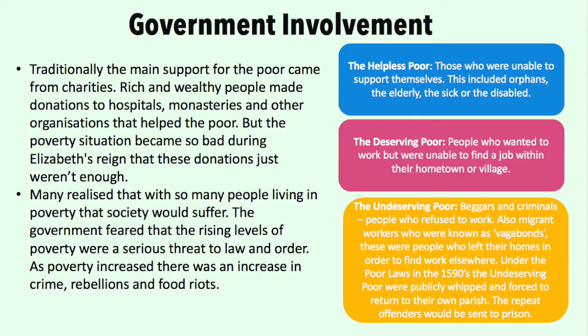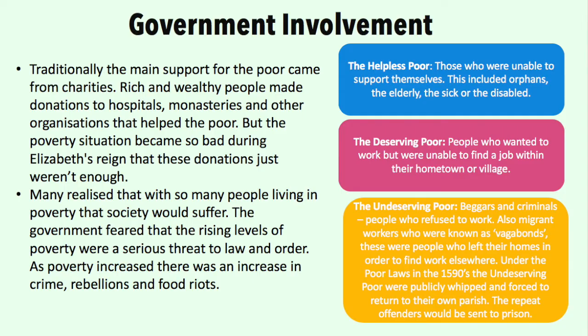Traditionally, the main support for the poor came from charities. Rich and wealthy people made donations to hospitals, monasteries, and other organisations that helped the poor. But the poverty situation became so bad during Elizabeth's reign that these donations just weren't enough. Many realised that with so many people living in poverty, society would suffer. The government feared that the rising levels of poverty were a serious threat to law and order. As poverty increased, there was an increase in crime, rebellions, and food riots.